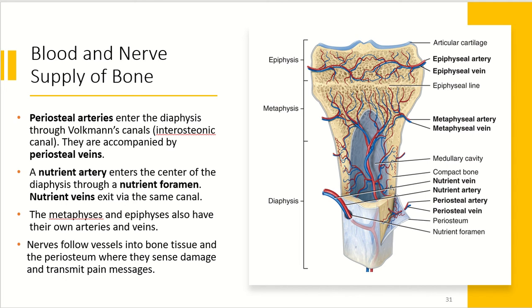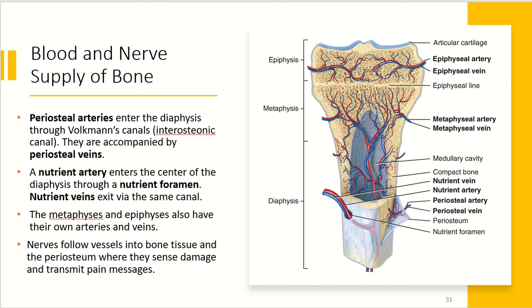The nutrient artery is going to enter from the center of the diaphysis through the nutrient foramen, and then the nutrient vein is also going to exit the same canal. So the metaphyses and the epiphyses of the bone are also going to have their own arteries and veins associated with them. These are going to be the epiphyseal artery and vein, etc.